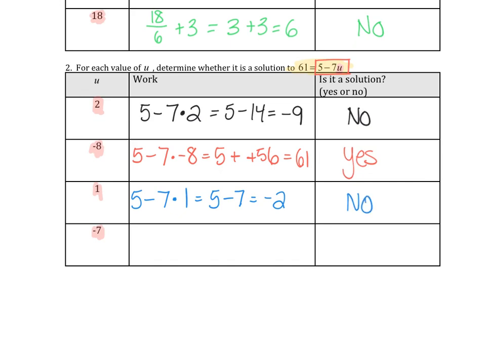And then the last one, we're plugging in negative 7. So we still have 5 minus 7 times negative 7. I'm going to do the times first. We have 5 minus, 7 times negative 7 is negative 49. And remember, the double negative becomes a plus. And 49 plus 5 more is 54. And is that equal to 61? No, it is not. That is not a solution to this two-step equation.